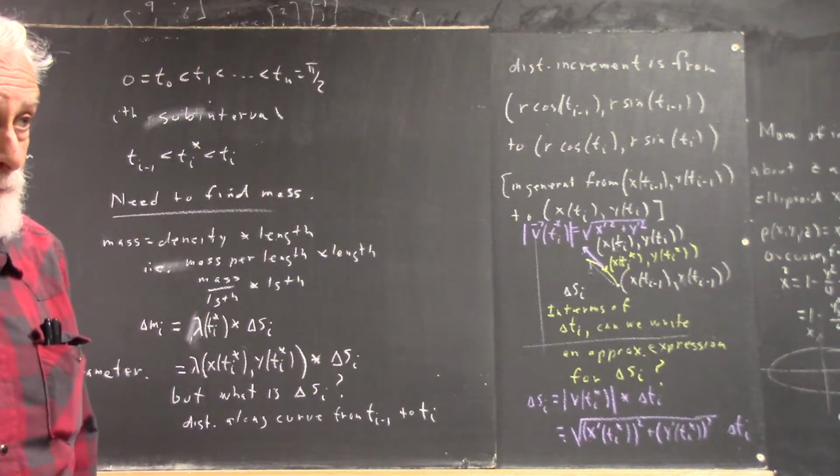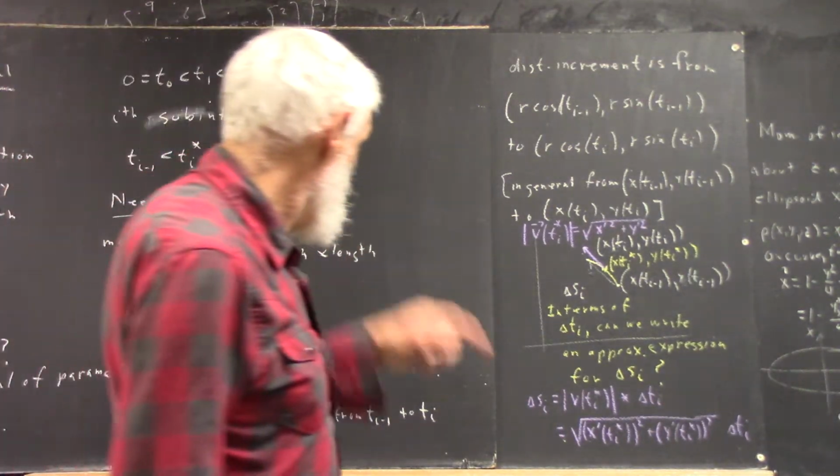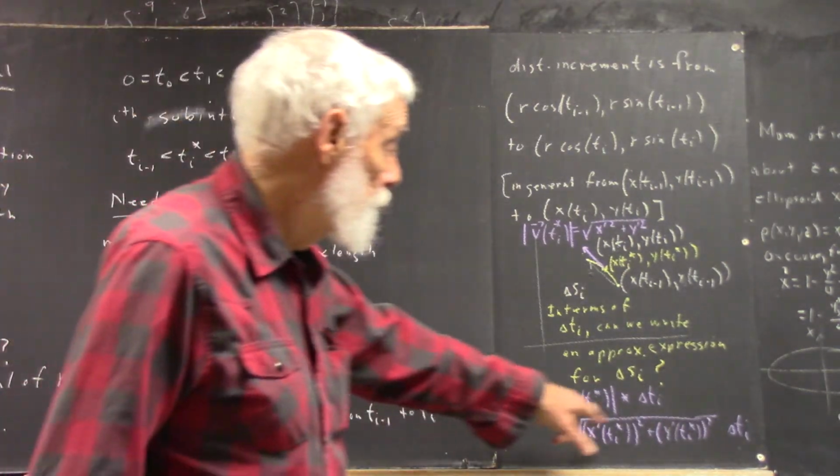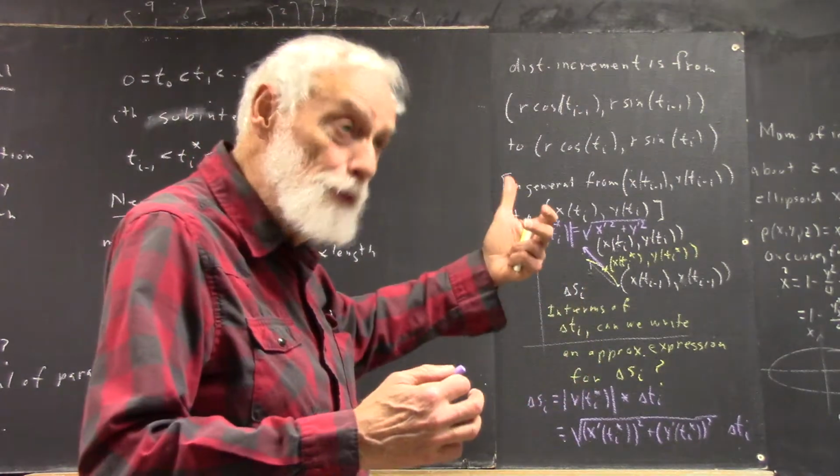So now we know what to fill in for delta s_i. It depends on the derivatives, which give you the rate of change of position.